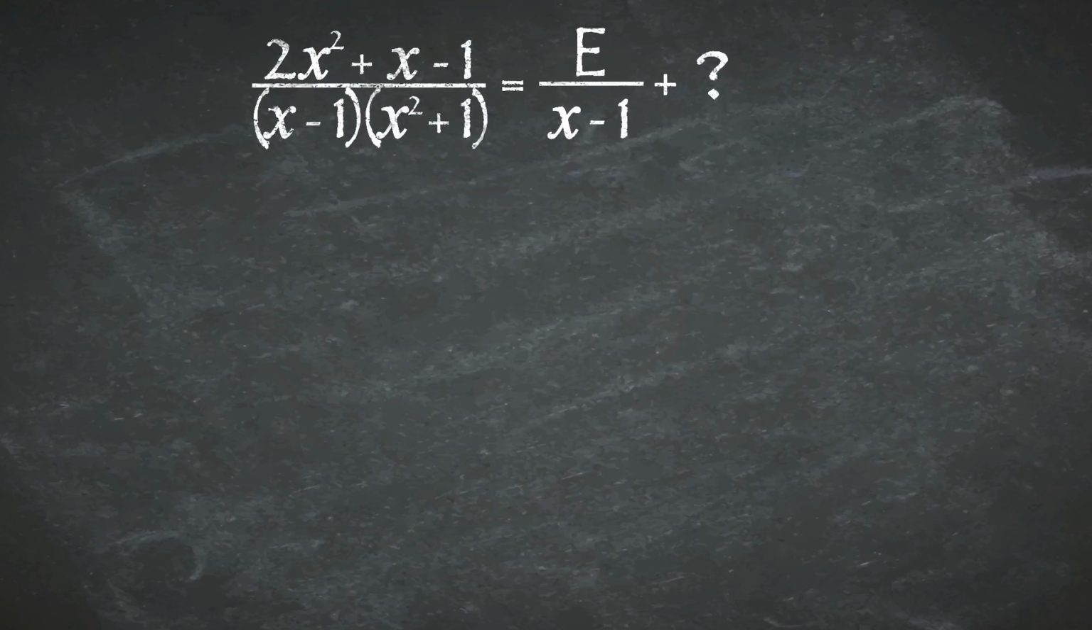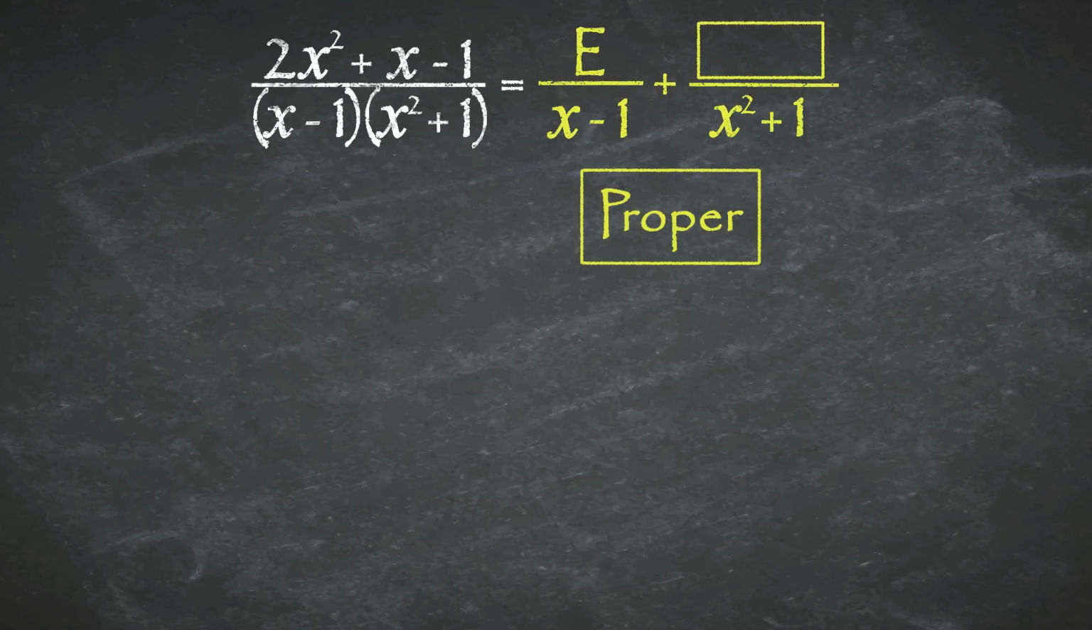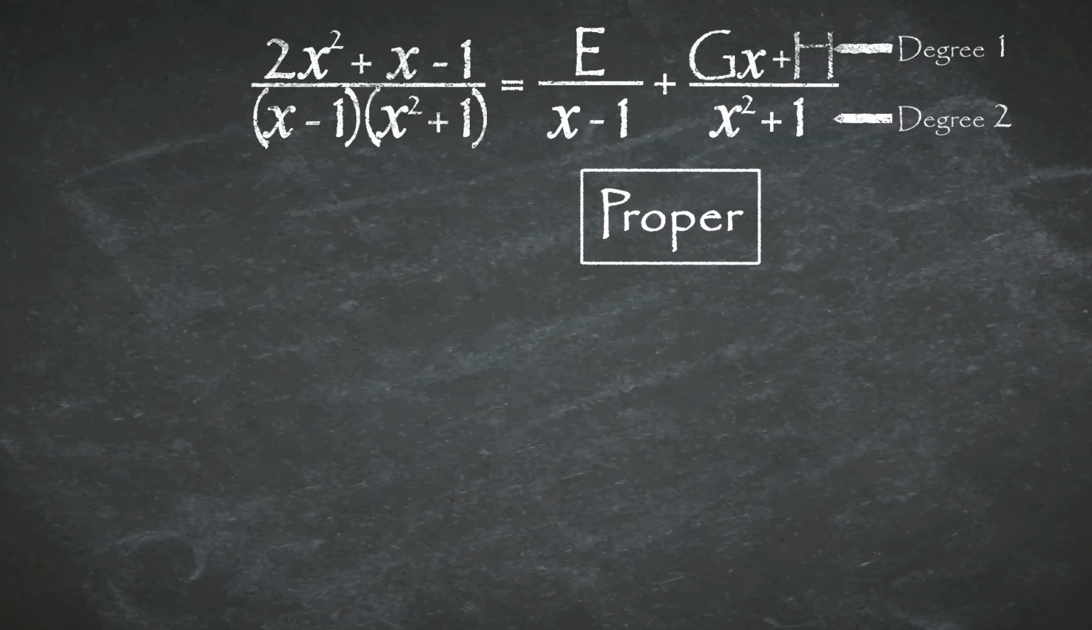Same as before, we must find the denominator and then the numerator. First, what is the denominator? Since we cannot factorize x squared plus 1, let it become the denominator. Second, what is the numerator? It is important to remember that partial fractions must be proper fractions. Since the denominator has degree 2, the numerator can have degree up to 1. So the numerator is of the form gx plus h.